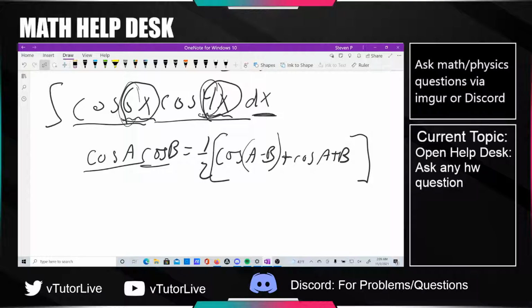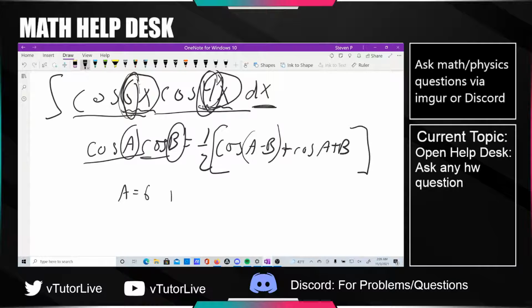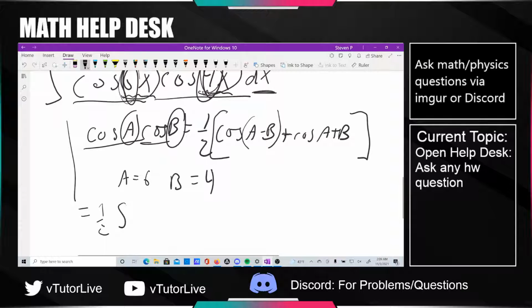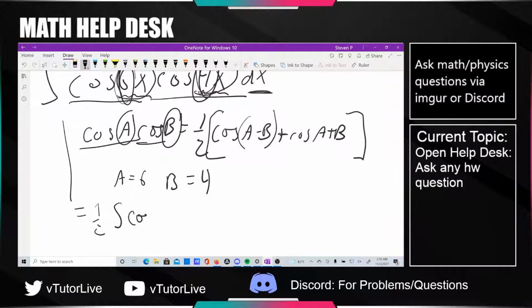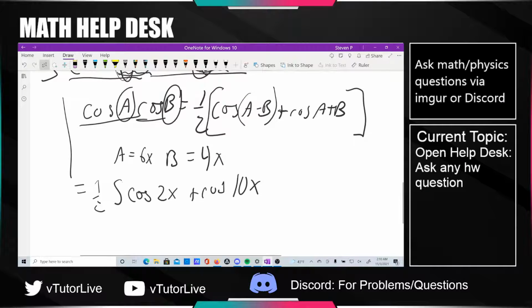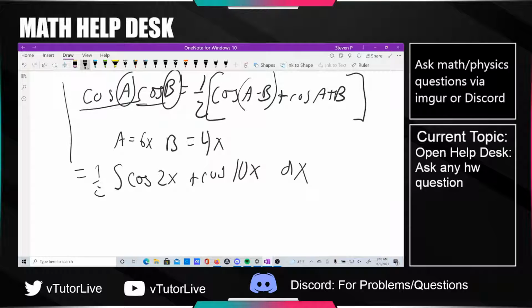Okay, so at this point, we're basically saying, let's just match this up. 6 is A and 4 is B, so A is equal to 6, B is equal to 4. So then this just becomes 1/2 cosine of what's 6 minus 4? That's 2x. Sorry, I guess it should be 6x, 4x. Plus cosine of 10x, right? 6 plus 4, 10x. And this is totally something you know how to do.